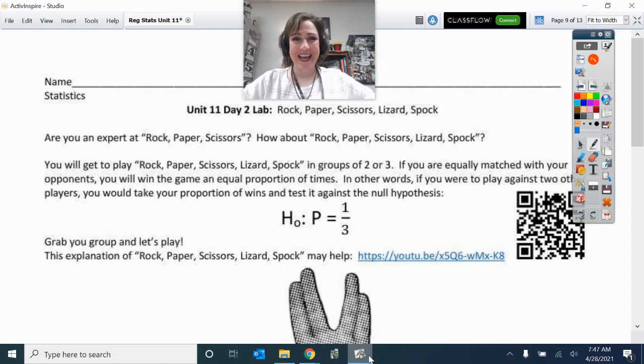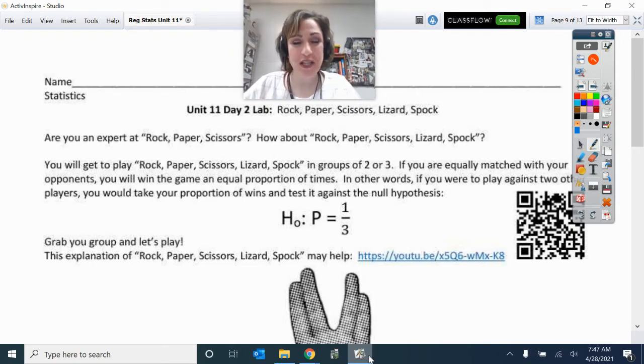All right, we're going to start our next statistics lab. We are going to run a test on this fun little game called Rock, Paper, Scissors, Lizard, Spock. It's not just your typical rock, paper, scissors. Rock, paper, scissors ends in a tie so many times that this new version was come up with so that you don't have the ties happening all the time. So you're going to get to play that.